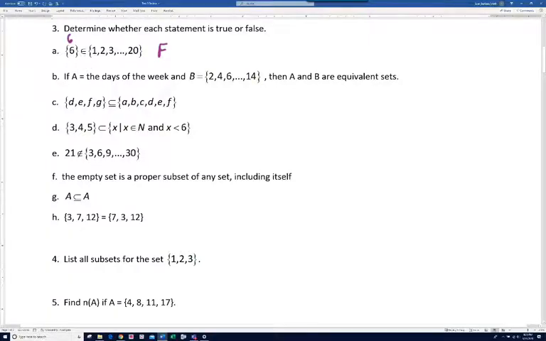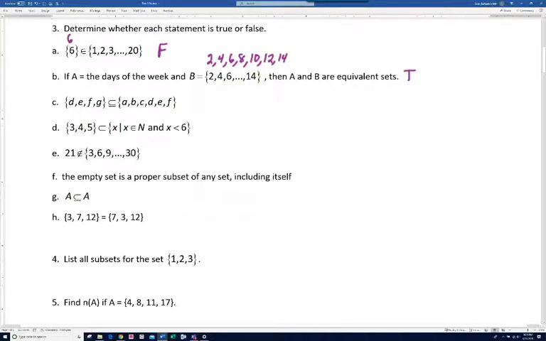So be careful. An element or member is just one of the numbers in the set. It's not actually a set itself. On B, it says if A equals the days of the week and B is equal to the even numbers from 2 to 14, then A and B are equivalent sets. Now be careful. Remember, equivalent does not mean equal. It means the sets have the same number of elements. So let's count how many elements are in set B. I wrote them out, and there's 7, just like there's 7 days of the week, and so this is a true statement. Both sets have the same number of elements.